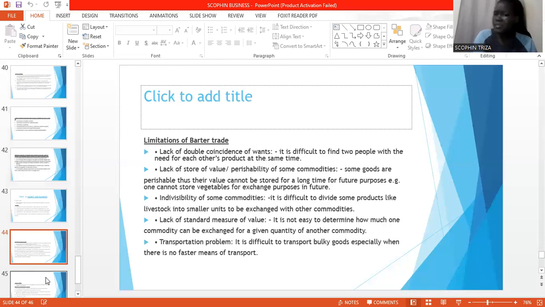What are some of the limitations, now that we know the benefits? Lack of double coincidence of wants. What do we mean? It is very difficult to find two people with a need for each other's products at the same time. Like for instance, I want a couch, and you, on the other hand, have a bag of beans. Now you see, double coincidence is very hard to get.